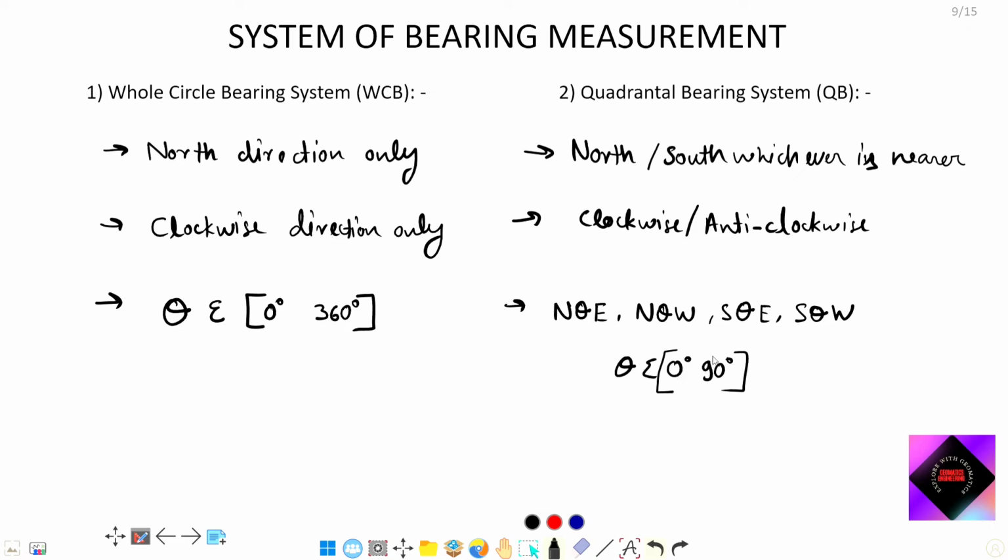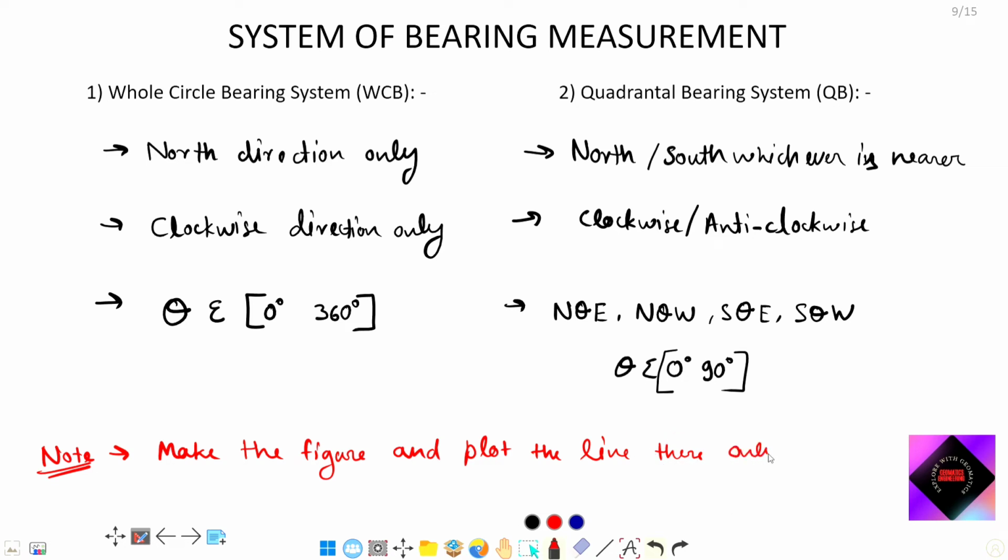These two bearing systems are interconvertible into each other. Just note that if a question comes in such a way that the bearing in this system is given and this system is asked, or this system is given and this system is asked, first make the figure and plot the line there. You will see the bearing by just making the figure and plotting the line there only. So just keep in mind that if any type of question comes like conversion of bearing, make the figure. So this is about system of bearing.